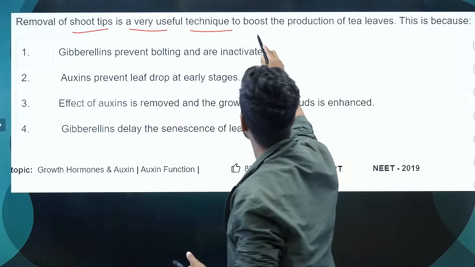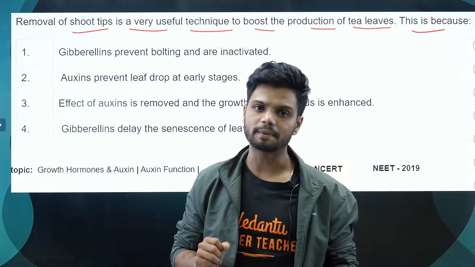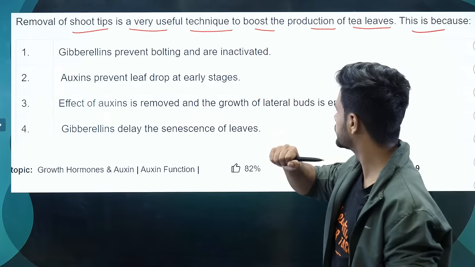Next question, students. Removal of shoot tips is a very useful technique to boost the production of tea leaves. This is because in your tea leaves, what is present? Tell me in the chat. Tea leaves top, apical tip, right? So if you take out the apical tip, if your auxin is removed, growth will happen?